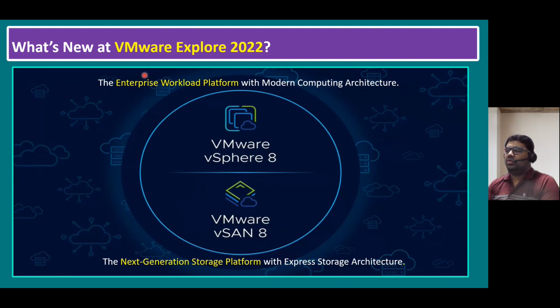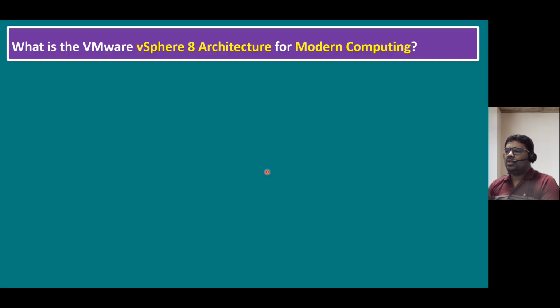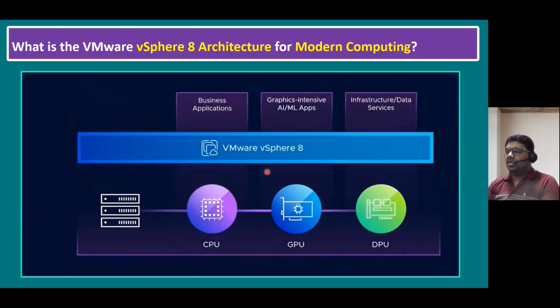Now the latest naming convention, they changed it to Express Storage Architecture. So now let's focus on vSphere 8 in this session. Let's understand the VMware vSphere 8 architecture, specifically for modern computing. The architecture evolves based on requirements. As I mentioned, most business applications require a CPU, so in our virtual environment, vCPU. Similarly, graphic intensive applications like AI, artificial intelligence, machine learning, and video analytics applications all require a GPU.